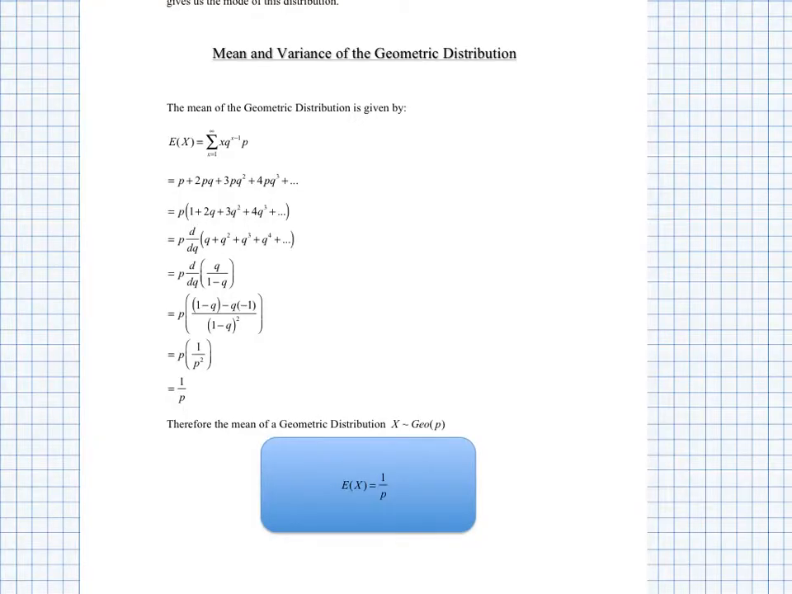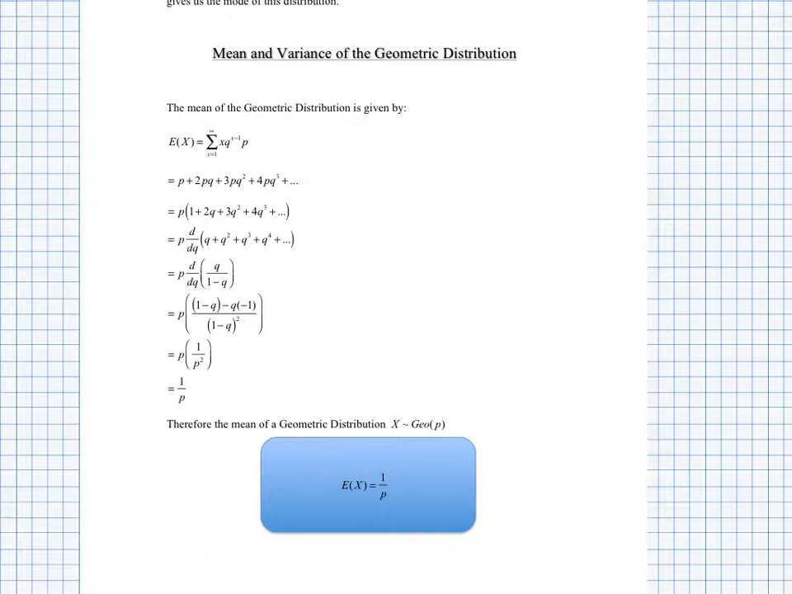Okay, now we will just have a quick run through of how to find the mean and variance of the geometric distribution. You are not required to prove this. So I guess this will be good for people who want to know how the formula for mean and variance come about.